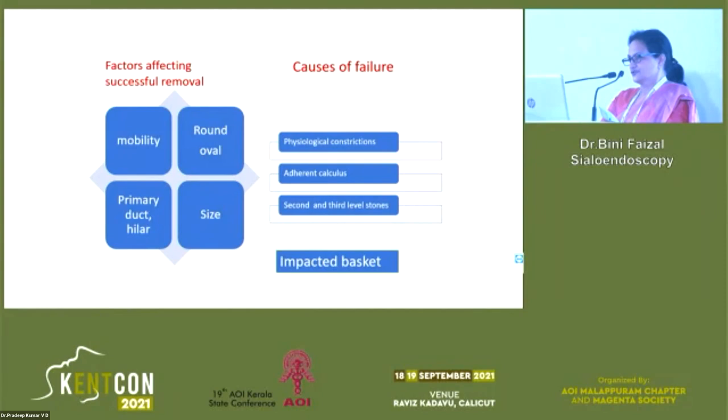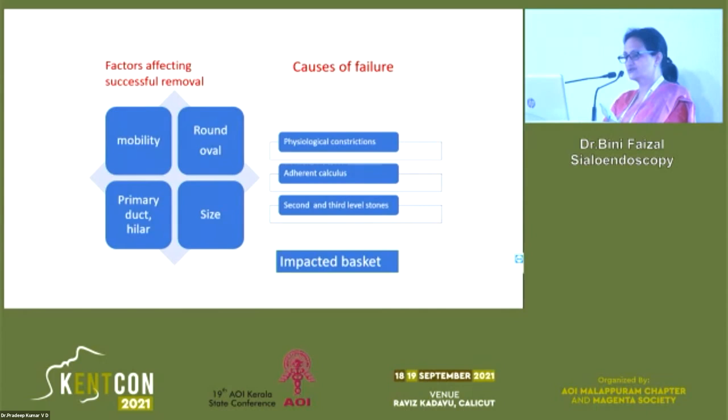So the factors affecting the removal are, if it is mobile, it is very good. Size less than 3 to 4 millimeters, we know it will easily come out within minutes with basketing. Shape is very important, and whether it is adherent or non-adherent, if it is in the primary duct. But physiological restrictions, adherent calculus, peripheral stones, impacted basket, these can be the causes of failure. But with the use of a combined approach, you can still retrieve the stones.